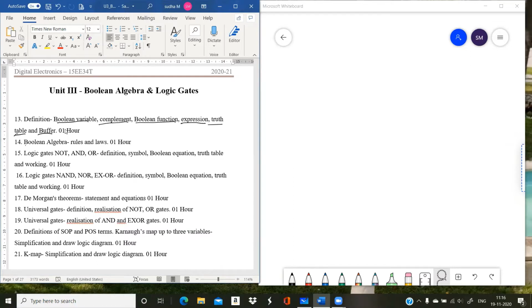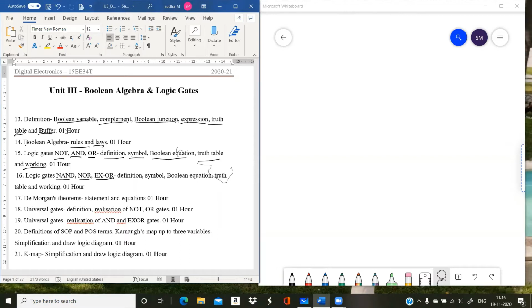In the next section, we are going to study Boolean algebra rules and laws, the different rules and laws used in Boolean algebra. And in the next session, we are studying the basic gates: NOT gate, AND gate, OR gate, NAND gate, NOR gate, and XOR gate, the definition of all these gates, the symbolic representation, the Boolean equation, the truth table, and the working of the gates.